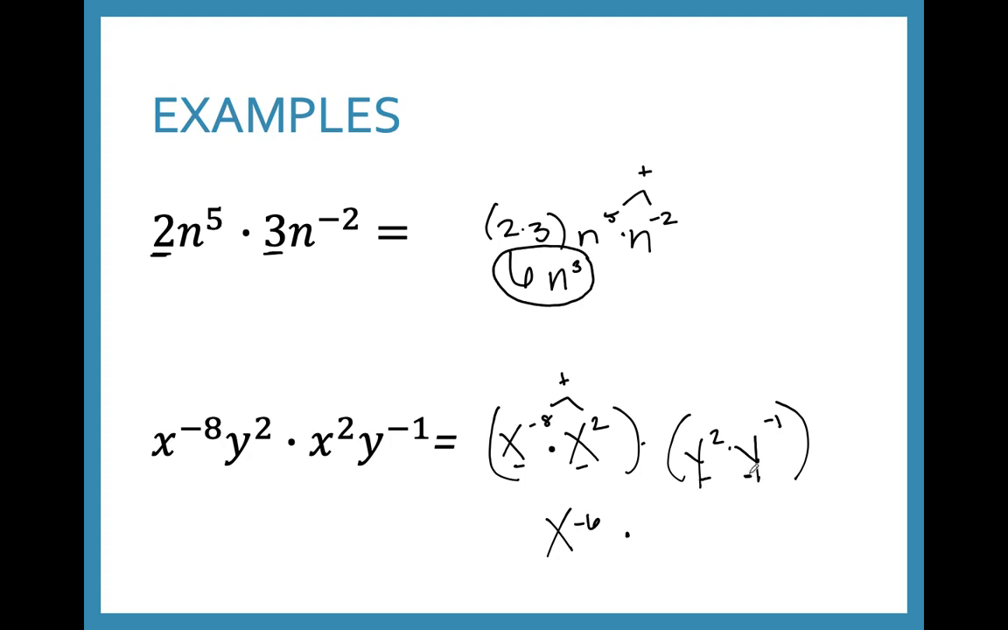They both have the same base, so I can just add my exponents. 2 plus negative 1, which is 1. So my answer is x to the negative 6 times y to the 1st. And again, you don't have to put the 1 there, you can just write y.